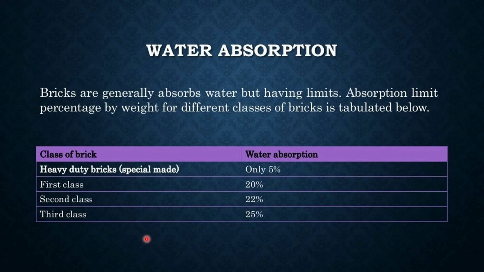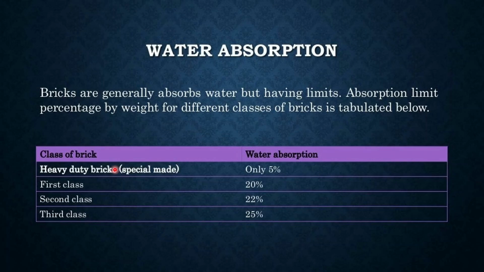And with that, there is a classification given on how we are going to classify the bricks according to the water absorption. If it absorbs 5% of water in 24 hours, we call that type of brick a heavy duty brick. So it is a special made brick. Usually the brick will not behave like that. We have to put some more effort to make such type of brick.